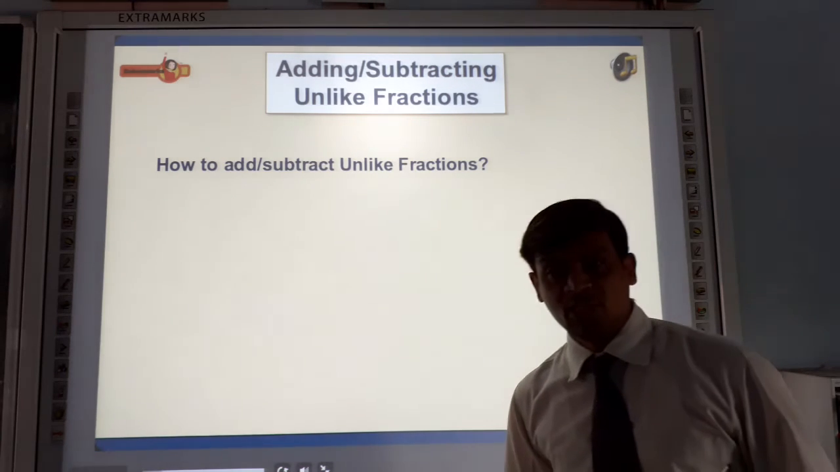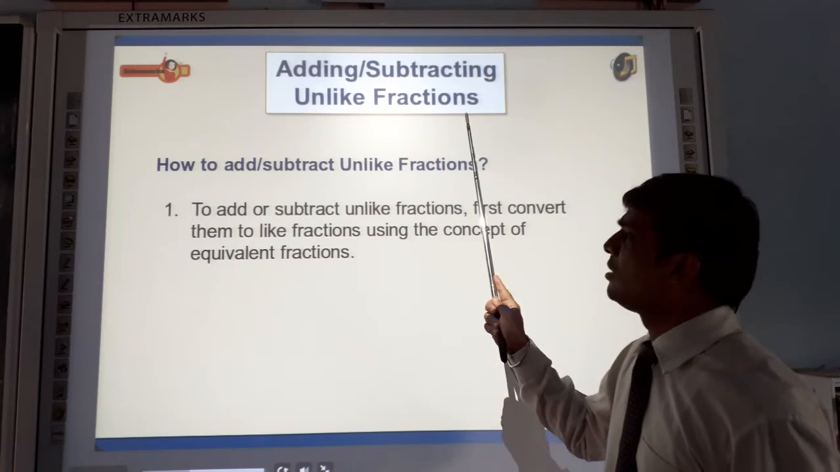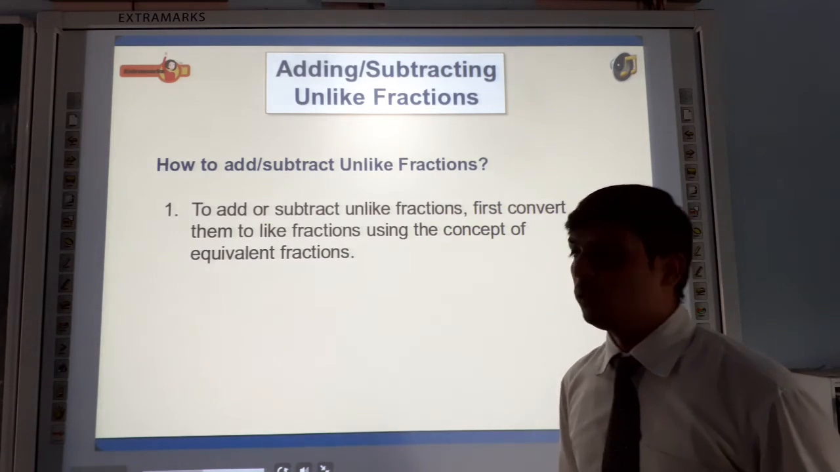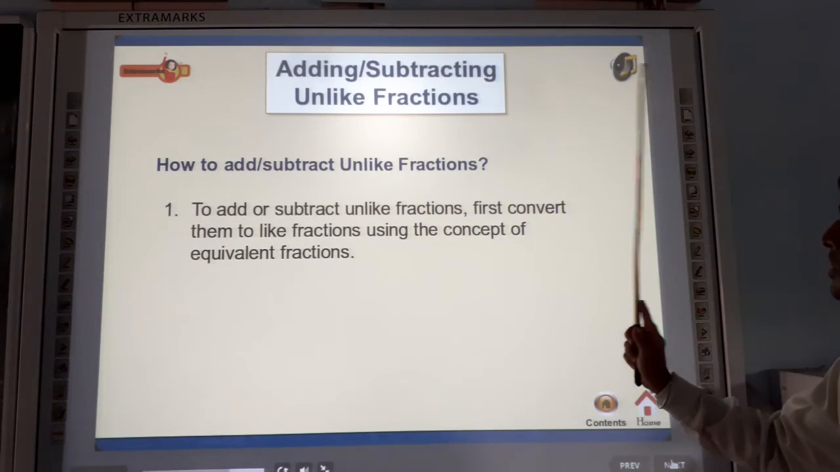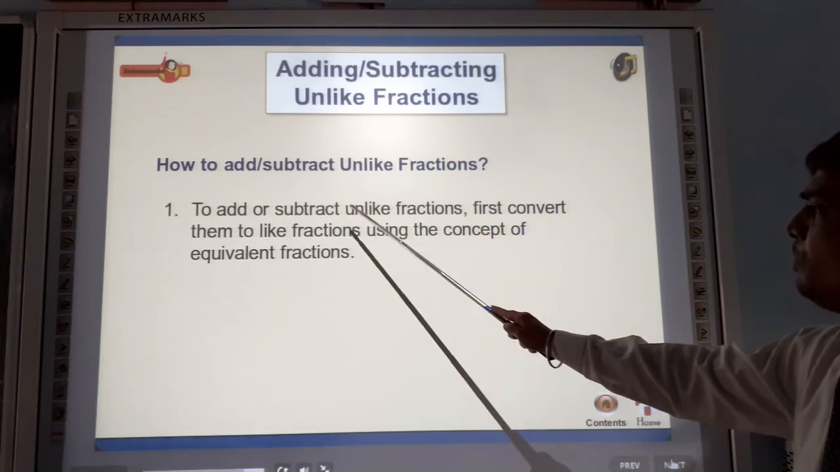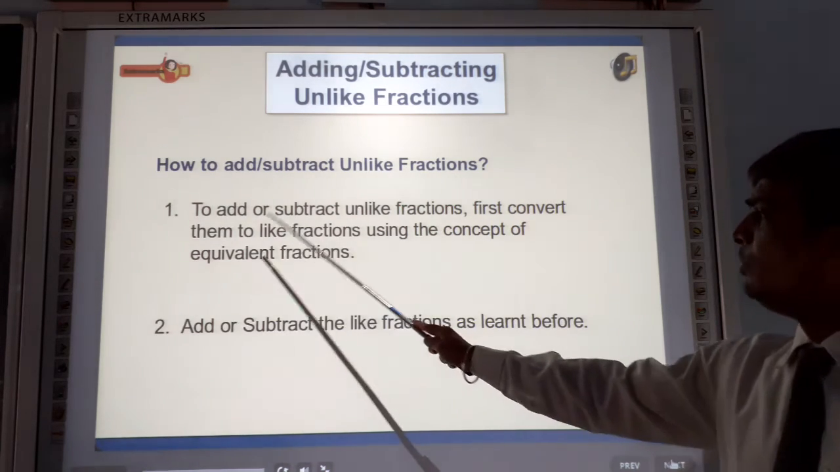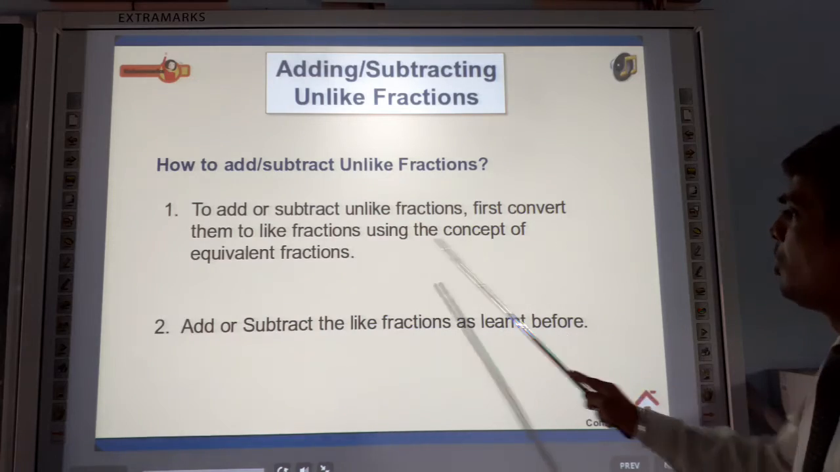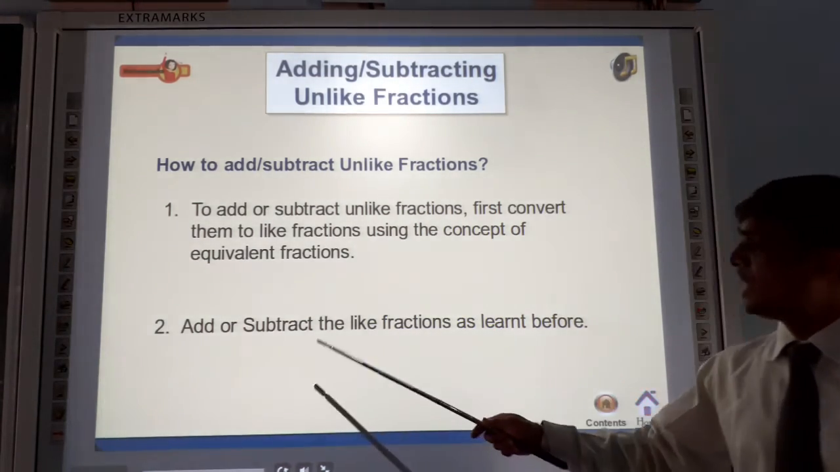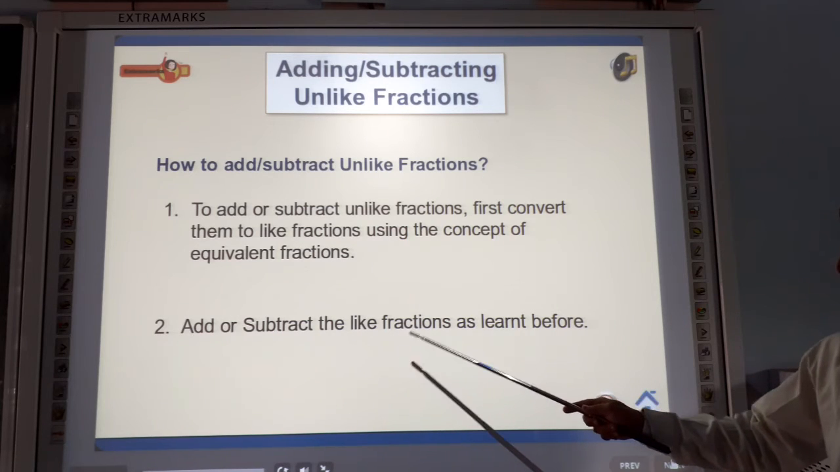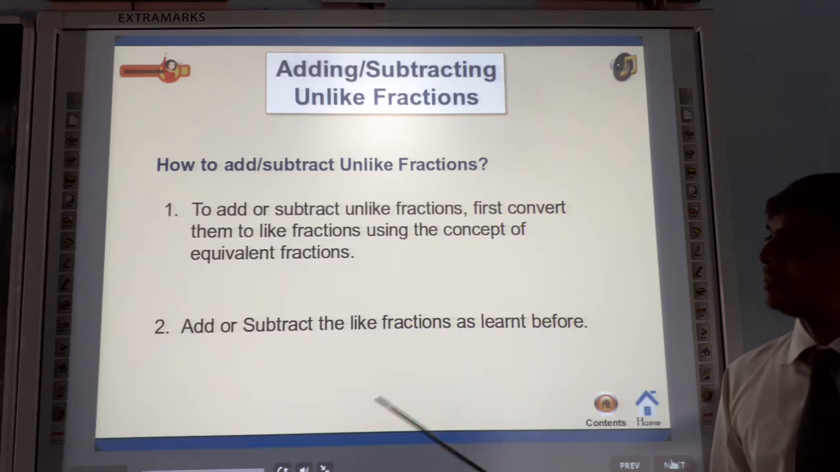Now next topic, adding and subtracting unlike fractions. Okay student, look at this. How to add or subtract unlike fractions. First, to add or subtract unlike fractions, first convert them to like fractions using the concept of equivalent fractions. Second, add or subtract the like fractions as learned before. Look at this.